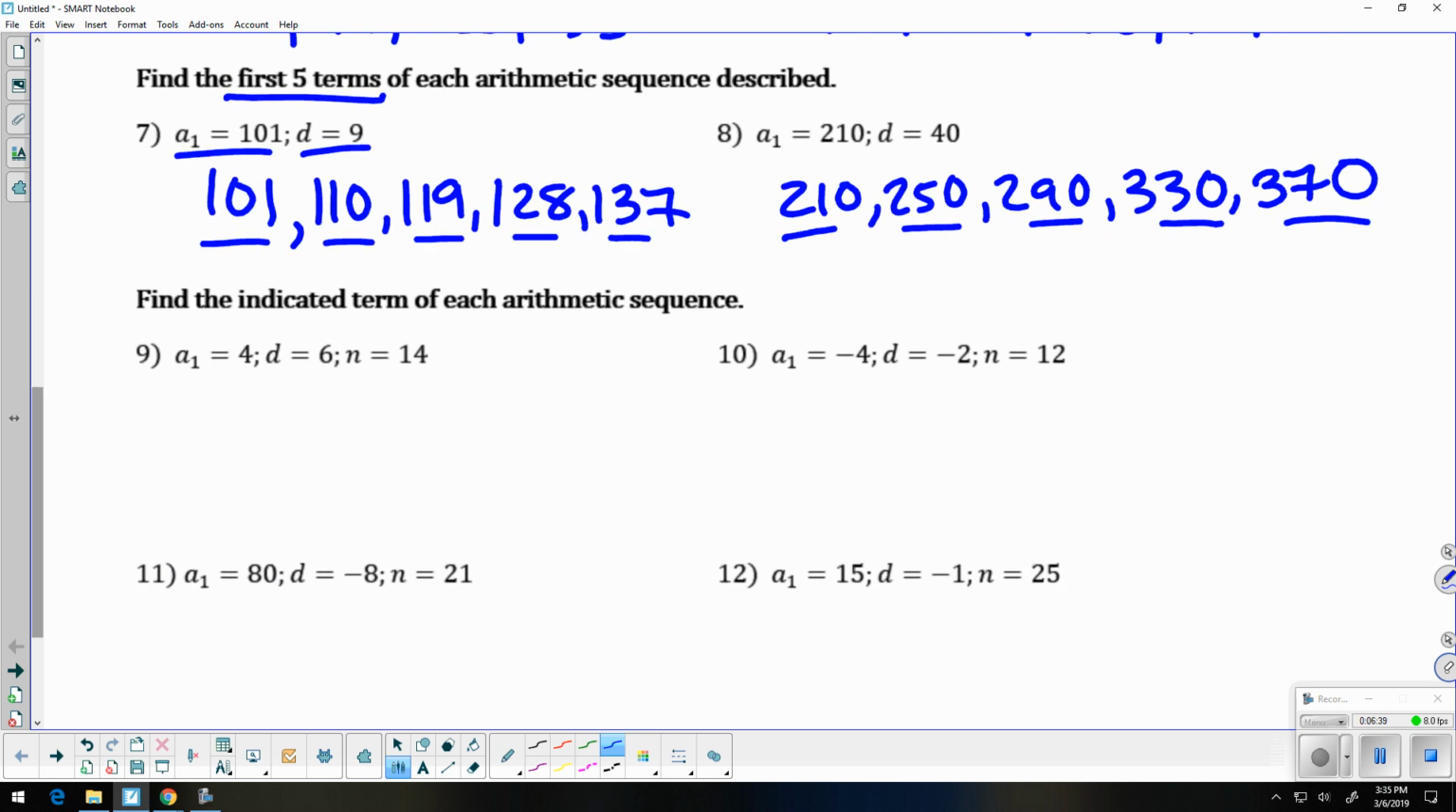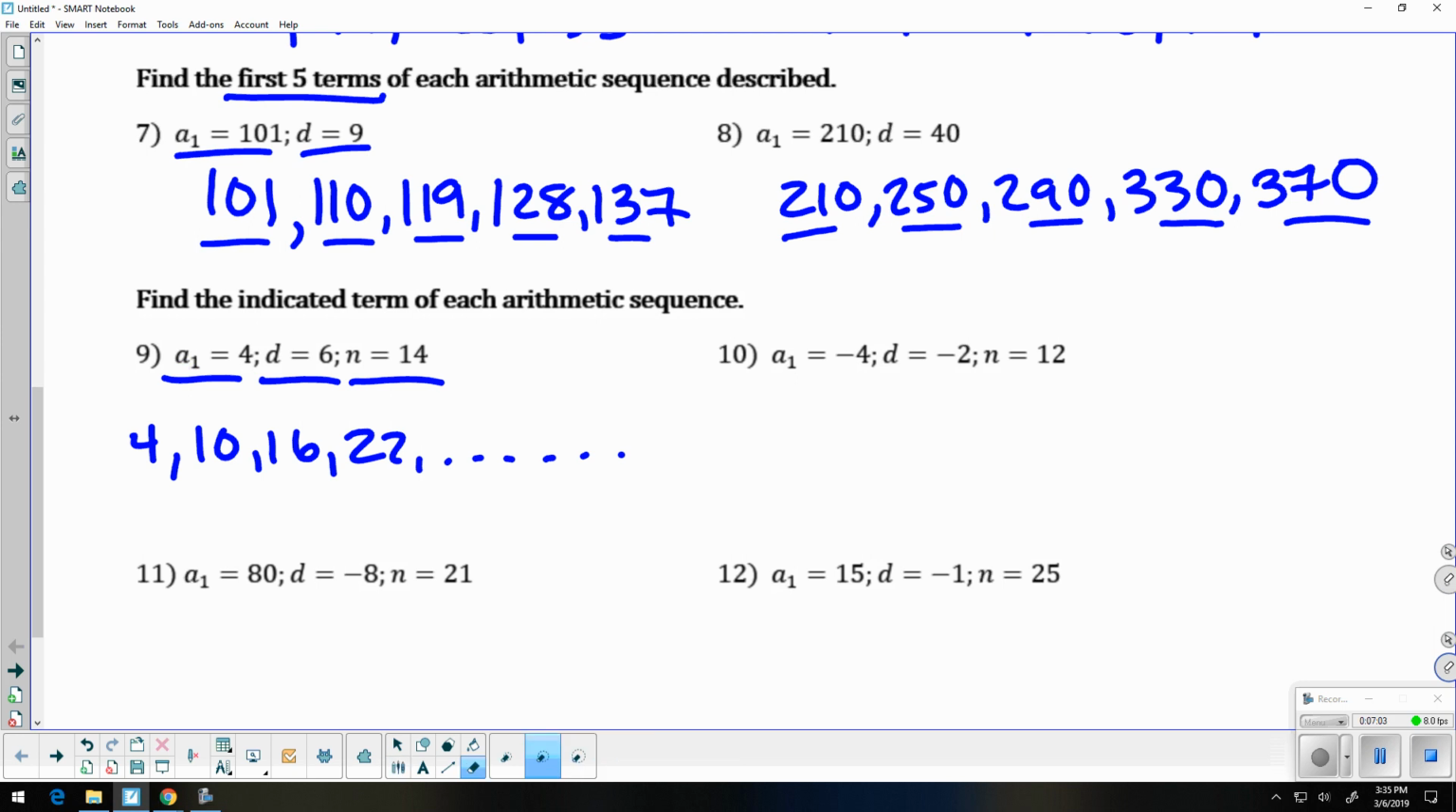All right, so for the next problems, it says to find the indicated term of each arithmetic sequence. So here's how you read this. The first term in the sequence is 4. We're adding 6 each time to get to the next term, and we're trying to find the 14th term. Okay, so you could honestly just start with 4 and then add 6 each time until you get to the 14th term. You could do that.